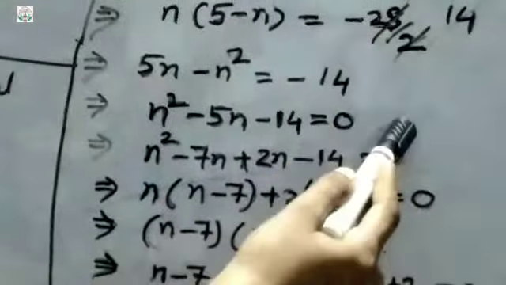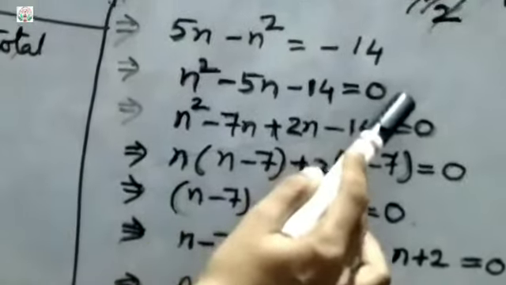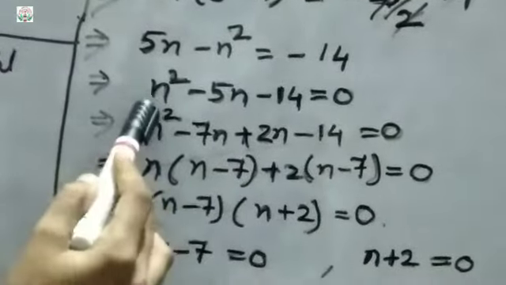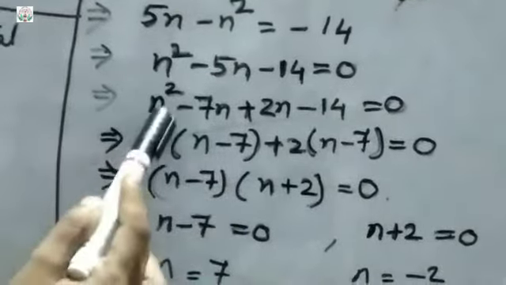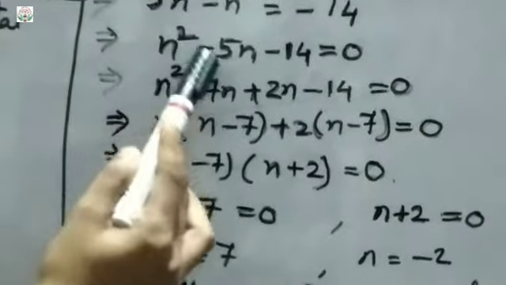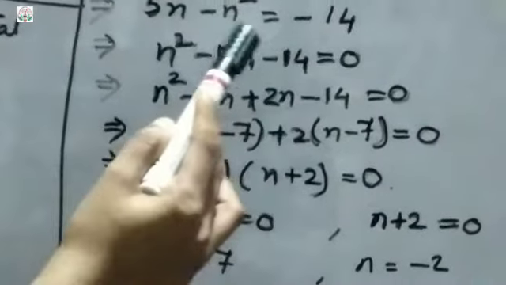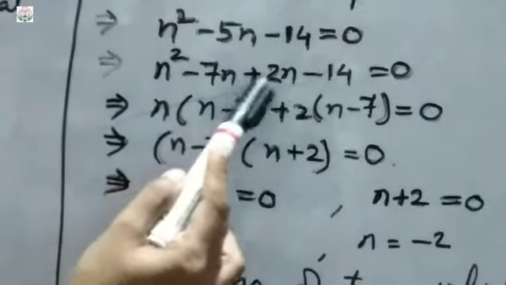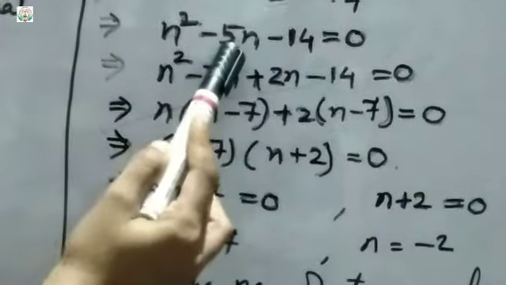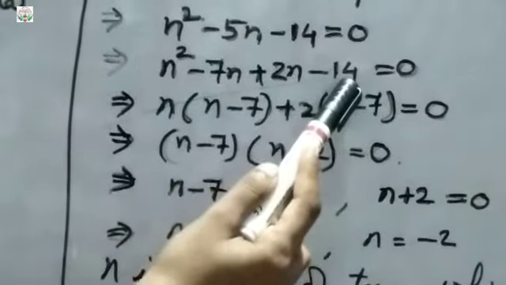Take every term to the other side. So what will it become? n square minus 5n minus 14 equals 0. You can see this is a quadratic equation, so you have to factorize this. So n square minus, you have to split this term in such a way that on multiplication you must get 14 and on simplification you must get 5n. So minus 7n plus 2n. On simplification you will get minus 5n, and when you multiply 7 and 2, you get 14, equals 0.